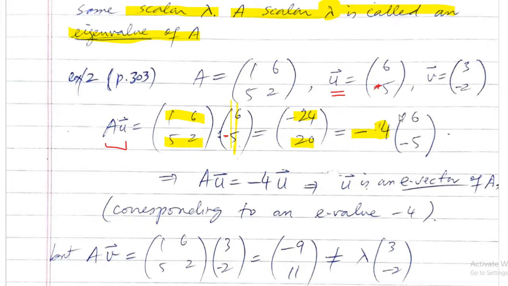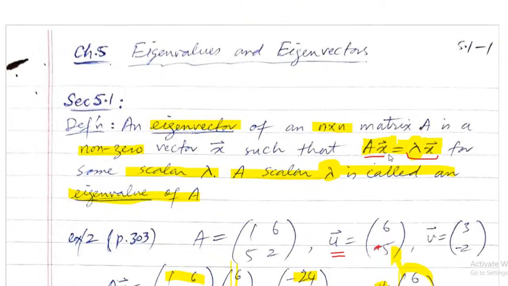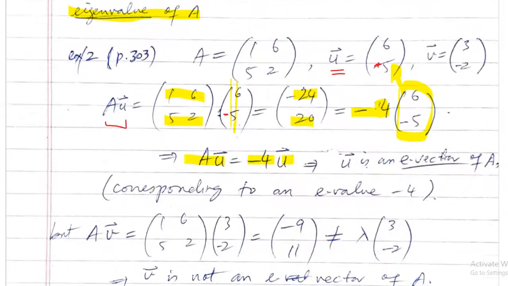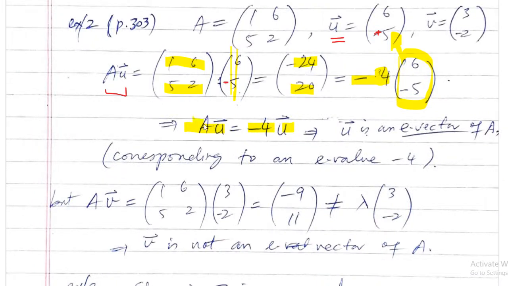So I got this vector back. This vector is u. So it means I started from Au and I got minus 4u. This was the definition: a matrix times a vector is equal to a constant times a vector. That's what I got. So it means u is an eigenvector.